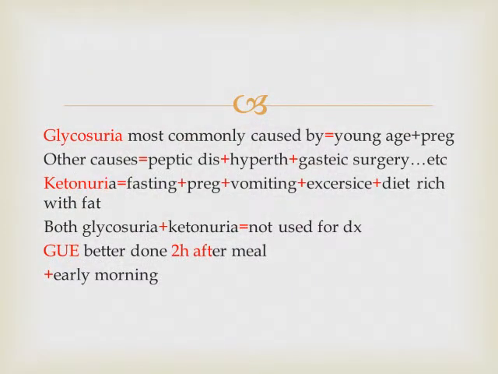General urine examination may be beneficial for the diagnosis and supportive diagnosis in the patient with diabetes mellitus. Glycosuria most commonly may be caused by other factors other than diabetes, like young age, pregnancy, peptic disease, hyperthyroidism, and gastric surgery. Ketone in urine, or what is called ketonuria, also may be present in patients with diabetes or patients with diabetic ketoacidosis. Sometimes it may be caused by fasting, pregnancy, vomiting, exercise, and diet rich with fat.